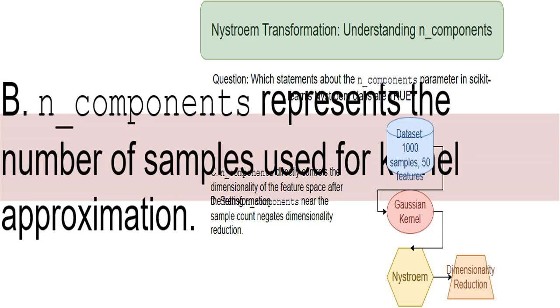I see that you are thinking N_components refers to the number of samples used in the approximation. Nope. It specifies the number of eigenvectors used, not the number of samples. The number of samples used is determined by the Nystroem method itself.